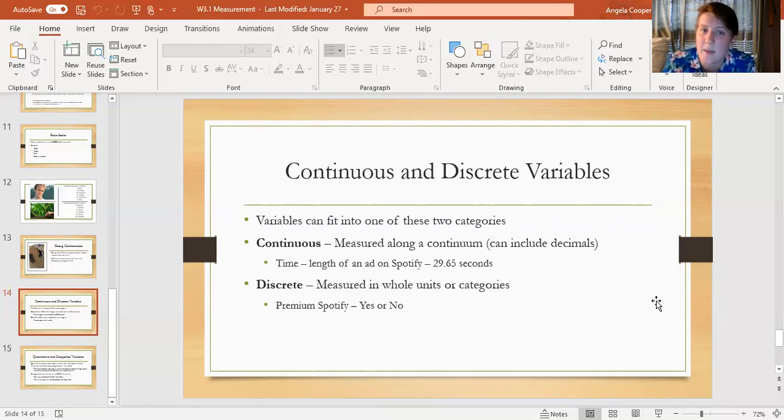The examples of a discrete variable don't have decimals. They will not include decimals. These are measured in whole units or whole categories. So do you have premium Spotify? Yes or no. There's no yes 0.2 or no 0.9. It's just yes or no. Simple as that. For discrete variables, you have a clear distinction between one and the other. There is no wiggle room in between like you have for continuous variables. There's no decimals when it comes to discrete variables.